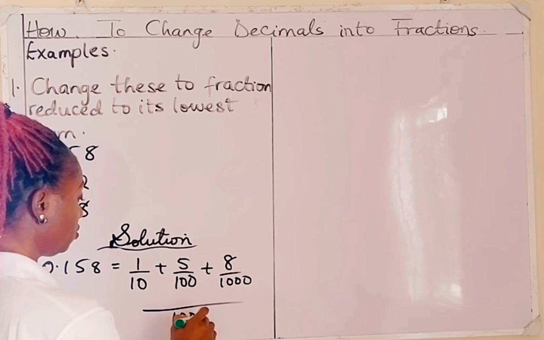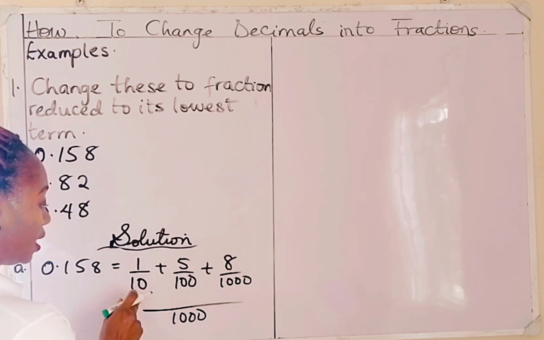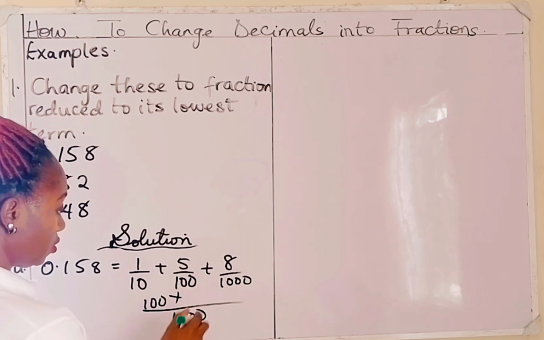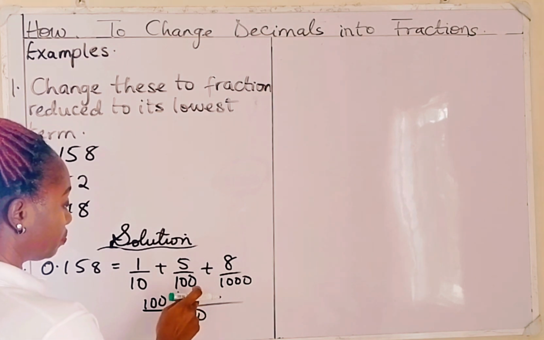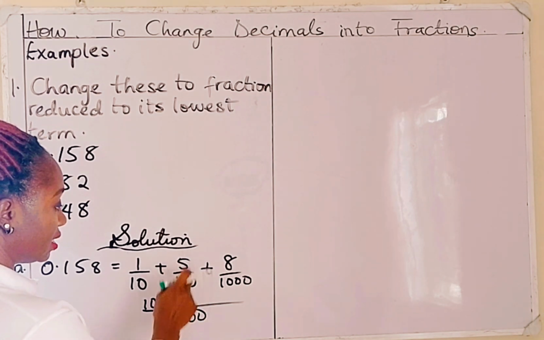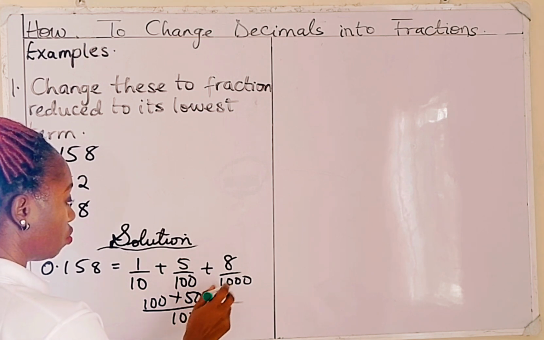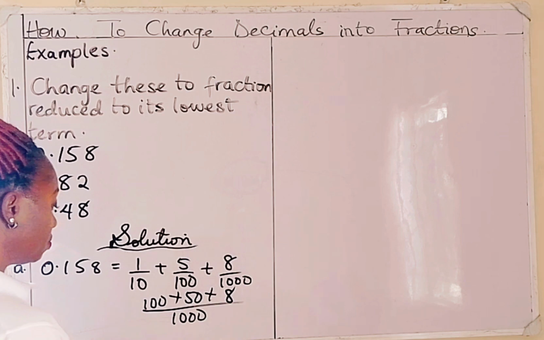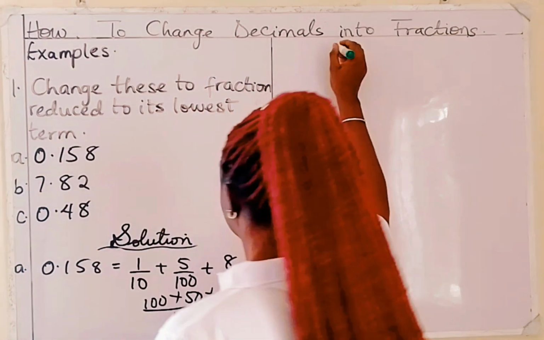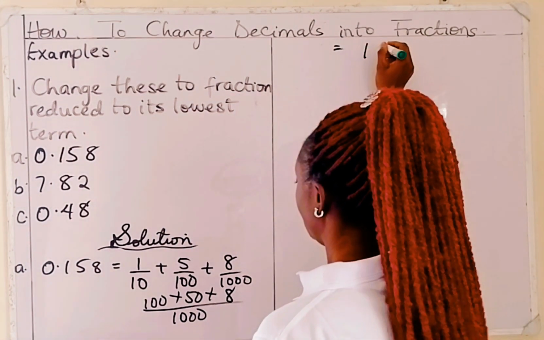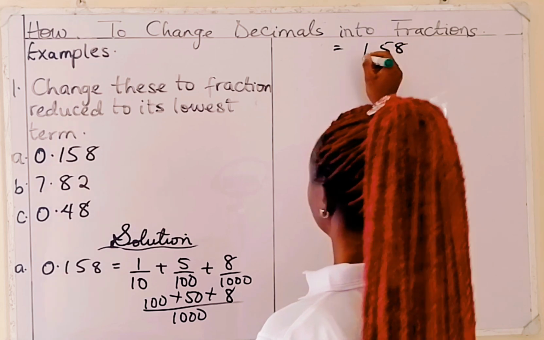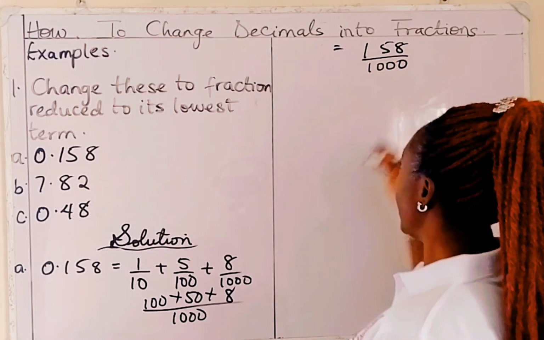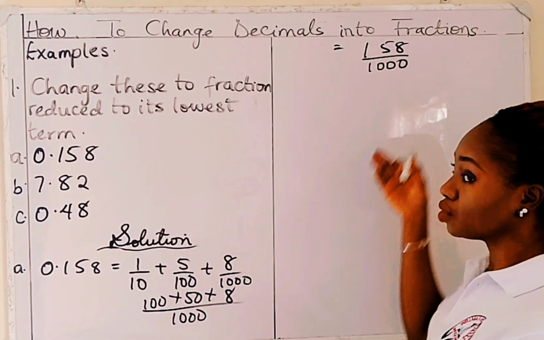Okay? And 1000 divided by 10 gives us what? 100. Plus 1000 divided by 100 will give us what? 10 times 5, that's 50. 1000 divided by 1000 is 1, and 1 times 8 equals 8. So this means what? 158 over 1000, right?